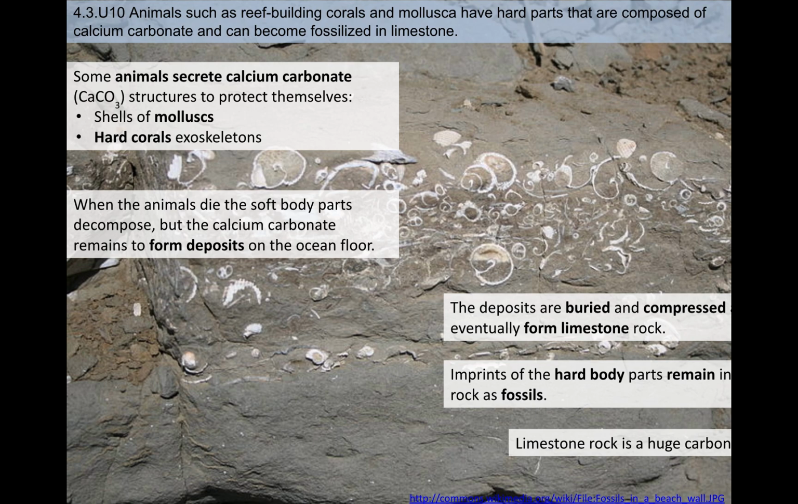When the animals die, the soft body parts decompose, but the calcium carbonate remains and forms deposits in the ocean floor. So this is making that sediment in the ocean a large carbon storage. So the deposits are buried and compressed and eventually form limestone rock, which usually has a ton of carbon in it. Imprints of their hard body parts remain in the rocks as fossils. So limestone rock, anytime you hear that, know that it's a huge carbon sink.